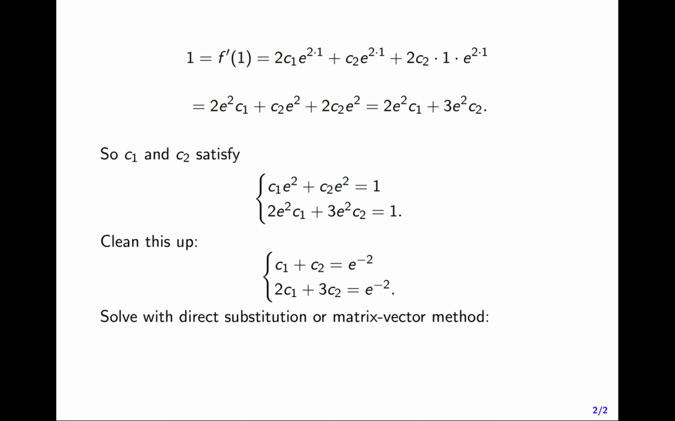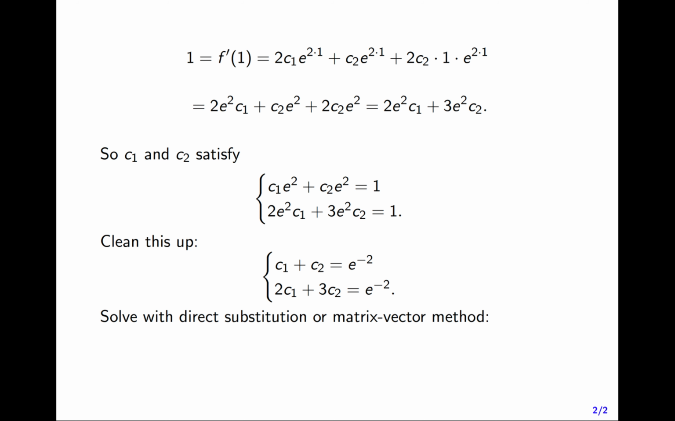Now, you can solve this system either with a direct substitution argument. Say you solve for c1 equals e to the minus 2 minus c2, or you could rewrite this as a matrix vector system and do an inverse of a 2x2 matrix. I will do that quite a bit in the lecture notes when we meet these second-order problems now and rather later in boundary value problem land.